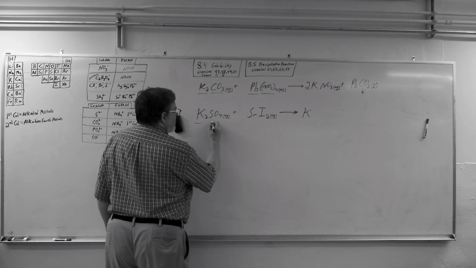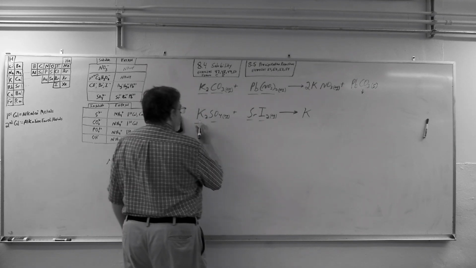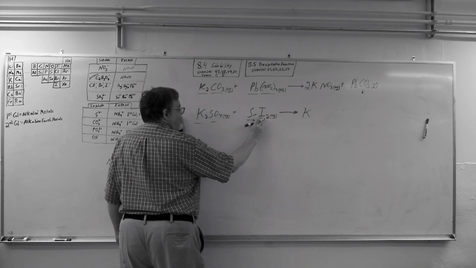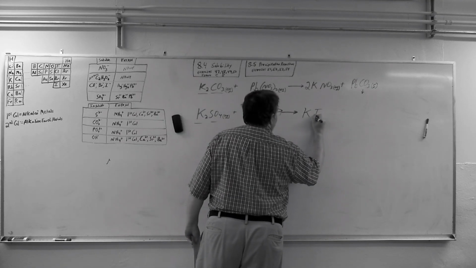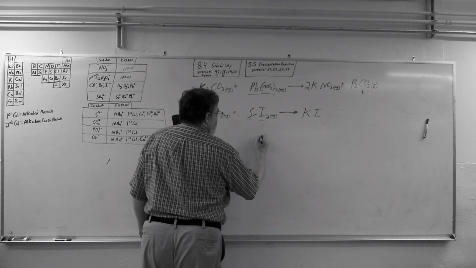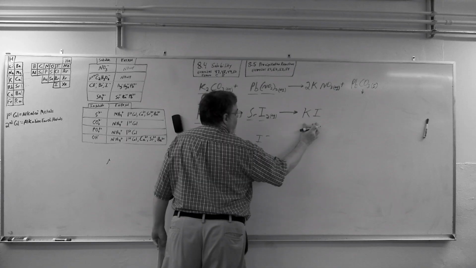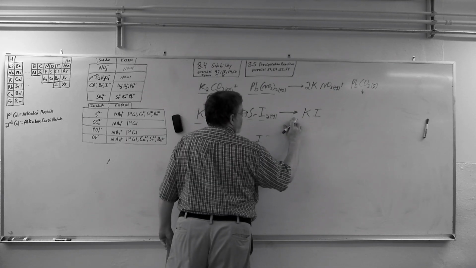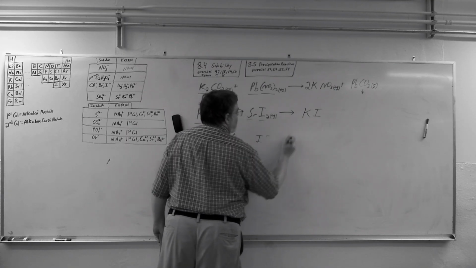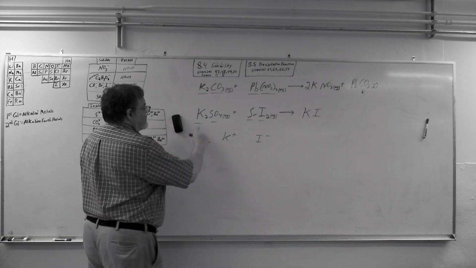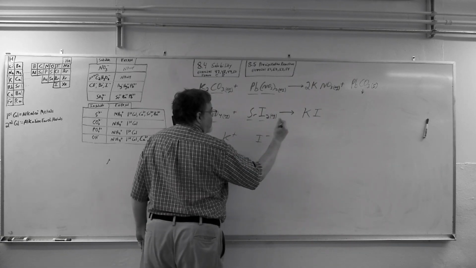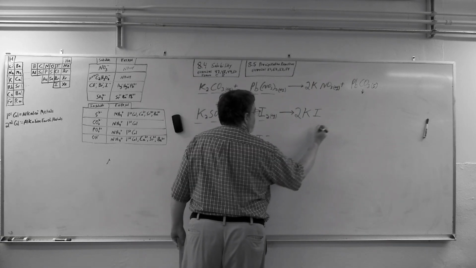Yep, KI. Positive, negative, positive, negative. We take this positive and put it with this negative, KI. I is 1 negative, K is 1 positive, so we write it like that. There's no number here, there's no number here. But there's 2 of these and 2 of these, so I need a 2 here.